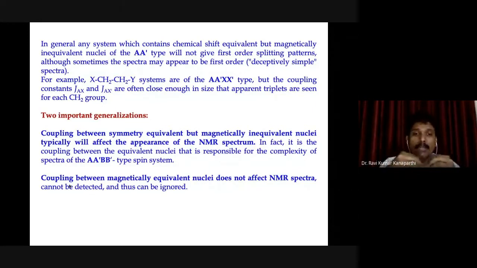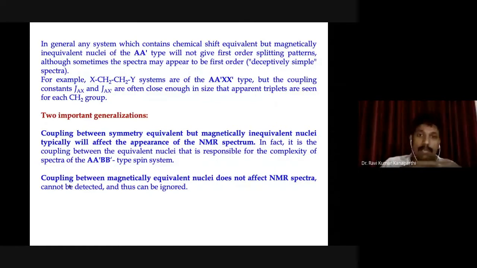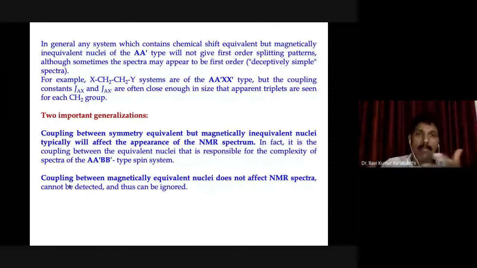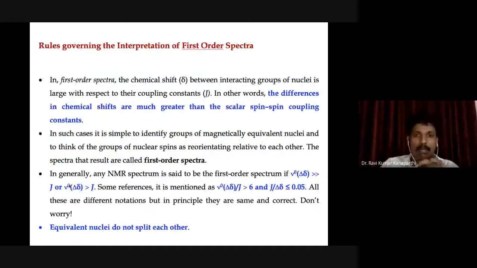Such nuclei will give very simple resonance peaks as per the first order spectrum, and their intensities, everything will be followed, so we can easily interpret. But if the two nuclei are magnetically non-equivalent or inequivalent, then only the problem comes. So these symmetry elements may invite some kind of complexity into the spectrum. So that's the story of the symmetry.